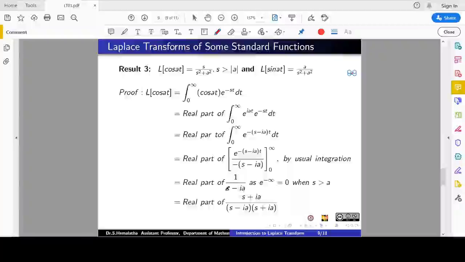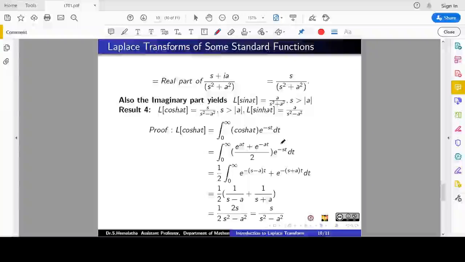But we cannot leave it as it is. This is not my ending step because in the denominator I have a complex function. So as we do usually, you multiply by the conjugate. I'll be getting the conjugate multiple s plus ia, and the real part of s plus ia by s square plus a square by using some algebraic formulas. So the real part is nothing but s by s square plus a square. When you compare the imaginary part, I will be getting the formula for the sine function also.